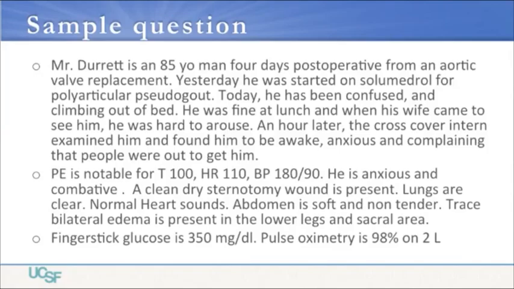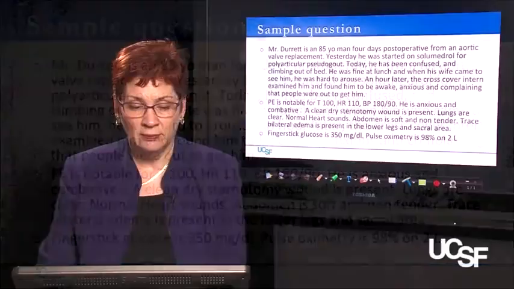His physical exam is notable for a temperature of 100, a heart rate of 110, a blood pressure of 180/90. He is anxious and combative. A clean, dry sternotomy wound is present. Lungs are clear, heart sounds are normal, abdomen is soft and non-tender, and there's a small amount of edema in the lower legs and sacral area. His fingerstick glucose is 350 milligrams per deciliter, and pulse oximetry is 98% on 2 liters.